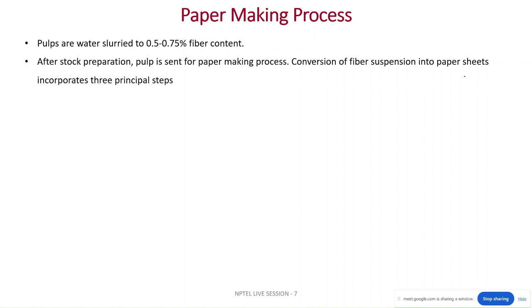After the stock preparation, the pulp is sent for the paper making process, and there the conversion of the fiber suspension into paper sheets incorporates three principal steps. The first step is the random arrangement of the fibers into a wet web.